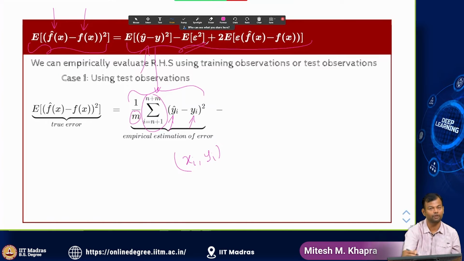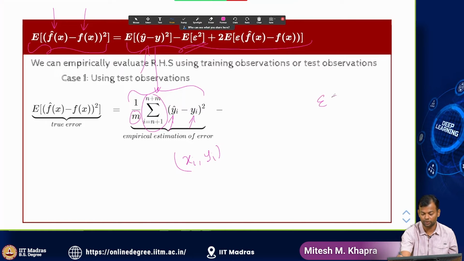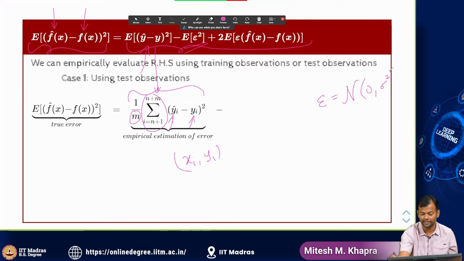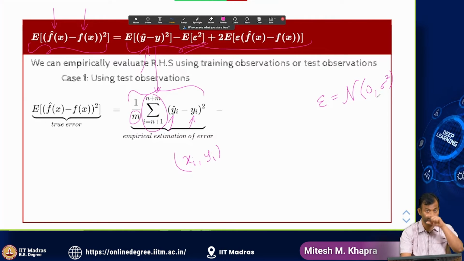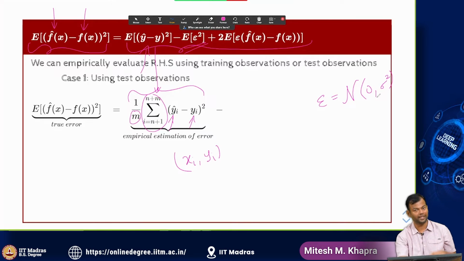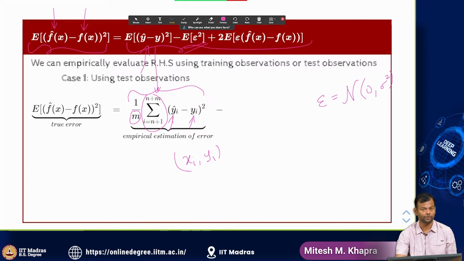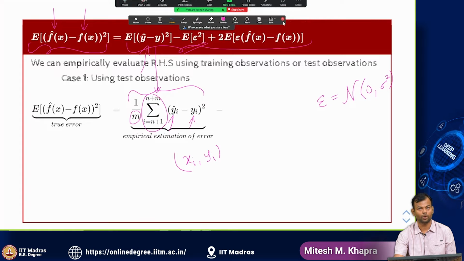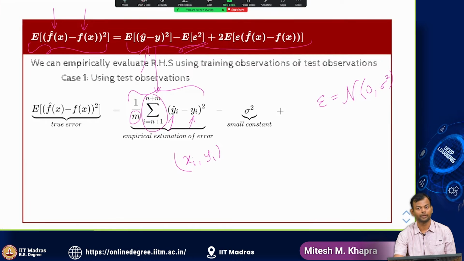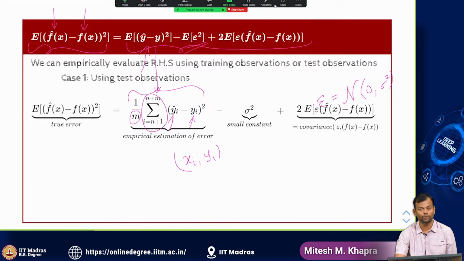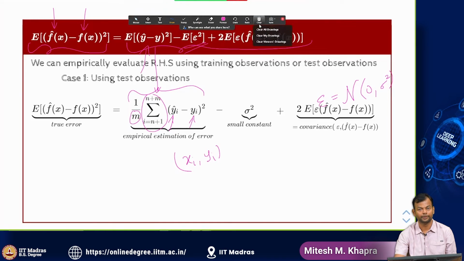This is the expectation of epsilon square, and I just told you earlier that epsilon comes from a distribution with mean 0 and variance sigma square. So the expected value of epsilon square is just the variance, which is sigma square. Sigma square is going to be small, so this is a small constant that will get added here. And then you have this third quantity that you still don't know how to deal with. So let's see how to deal with that quantity.